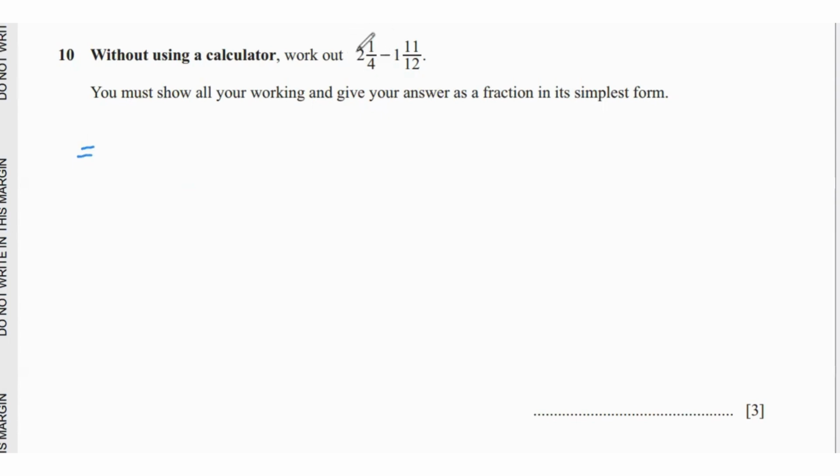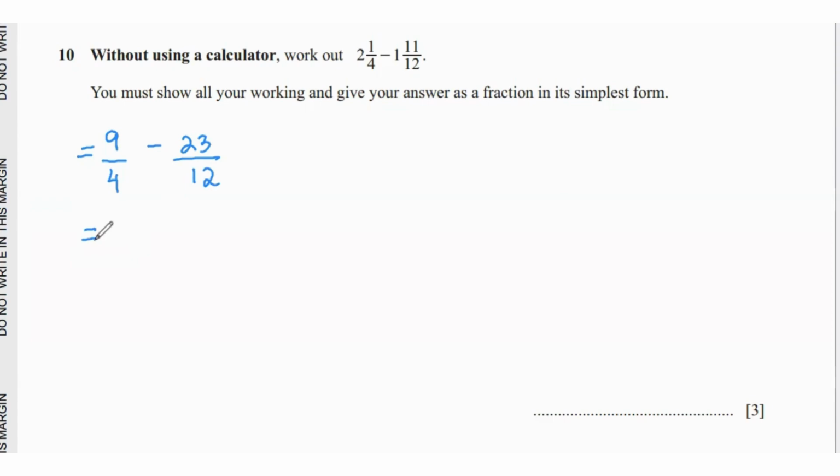So 2 times 4 is 8. 8 plus 1 is 9. So 9 over 4. The denominator is going to be the same when you're converting from a mixed to an improper fraction. Then 12 times 1 is 12. 12 plus 11 is 23. So 23 over 12.